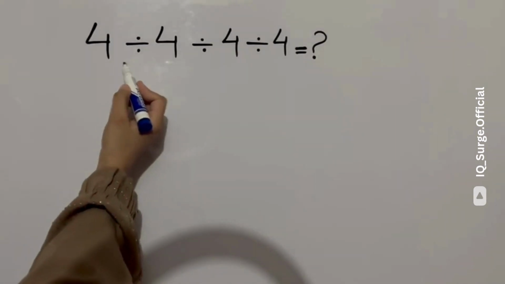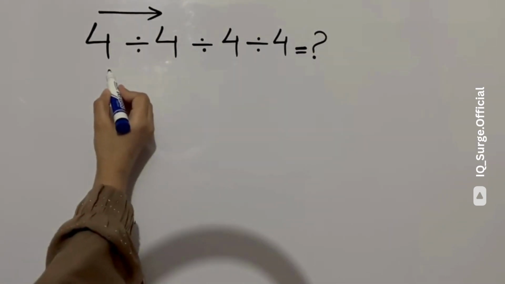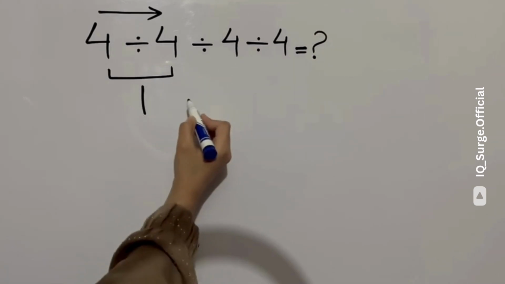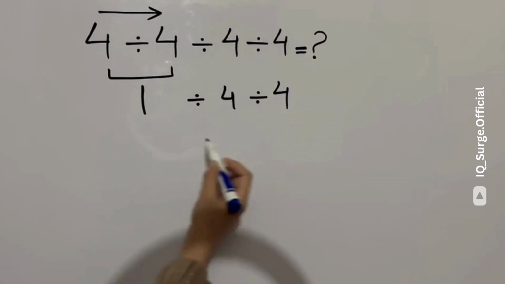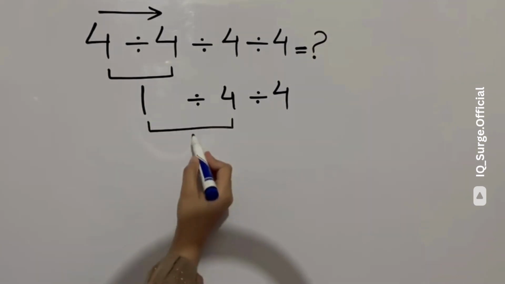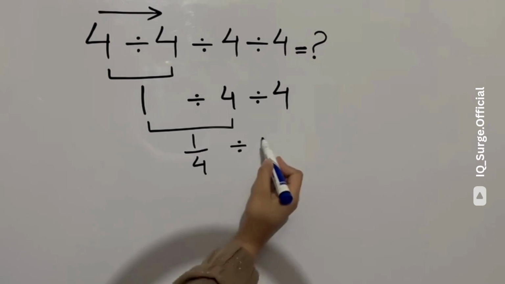According to PEMDAS, when we have a chain of divisions we must move from left to right. So step by step, first 4 divided by 4 is equal to 1. Now we have 1 divided by 4 divided by 4. Let's handle the next division. 1 divided by 4 is equal to 1 by 4. And again we will just bring down 4 as it is.